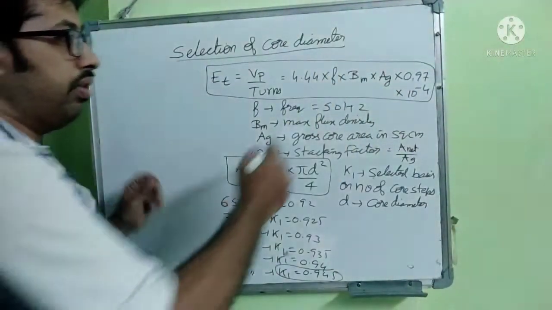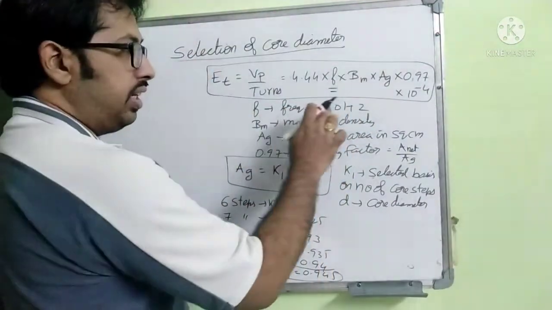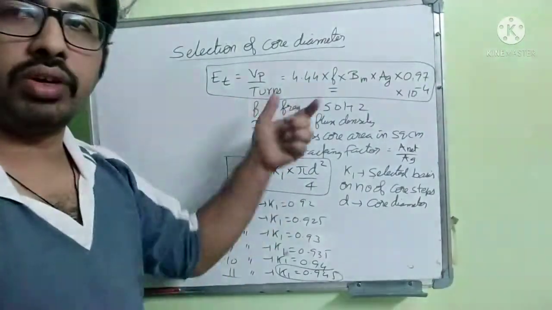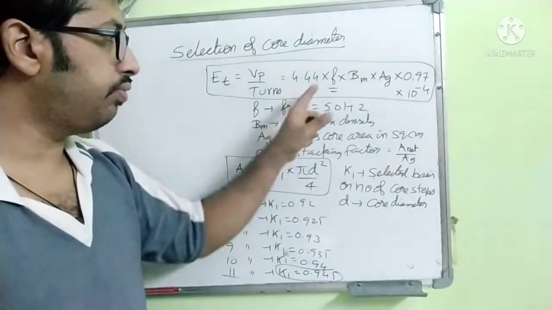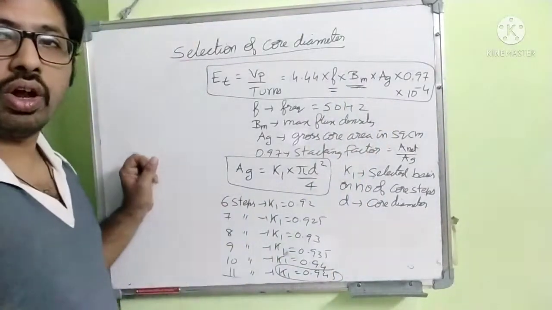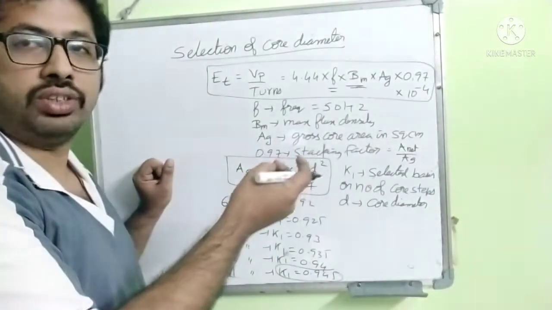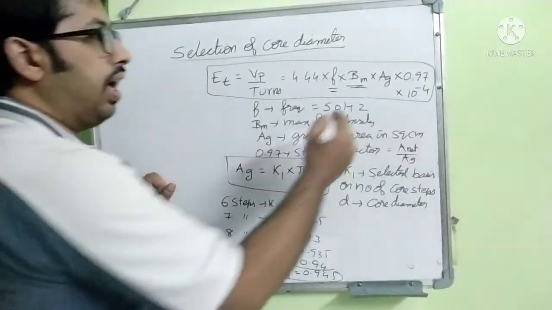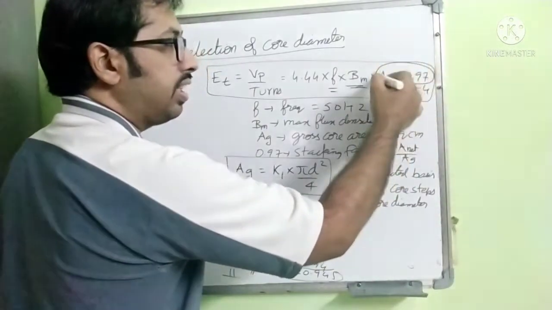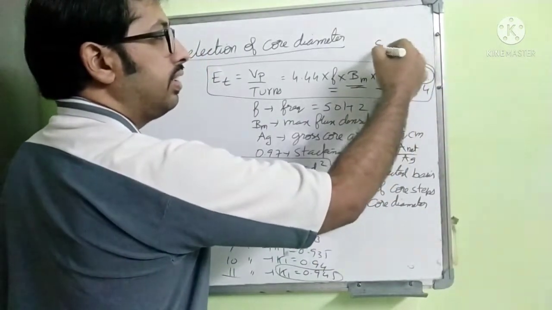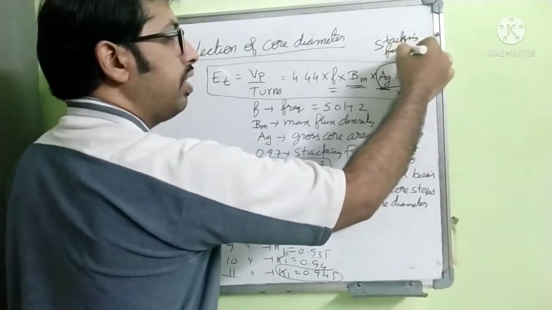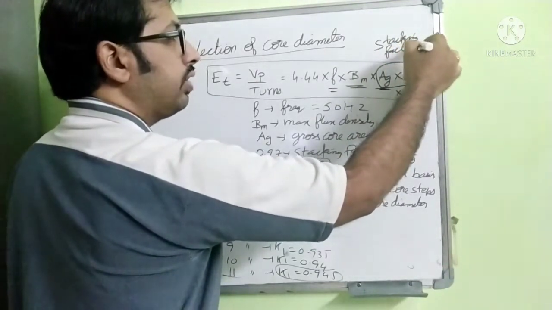F is the frequency, which in India we use as 50 Hertz. Outside the country they use 60 Hertz, but in India it is 50 Hertz. The maximum flux density is given in the specifications, like 1.5, and gross area into 0.97. This 0.97 is the stacking factor, which we generally put for all transformers.